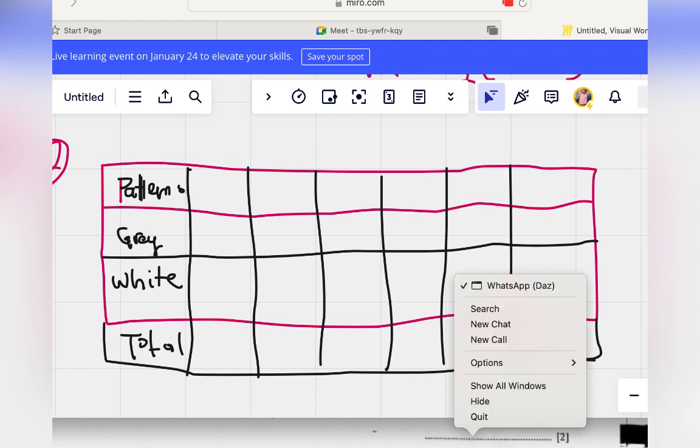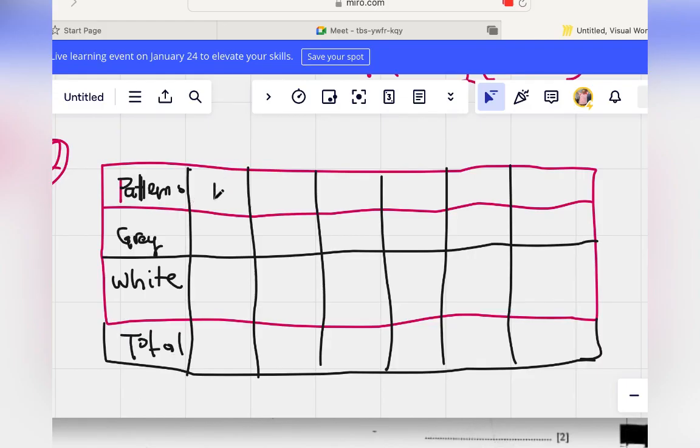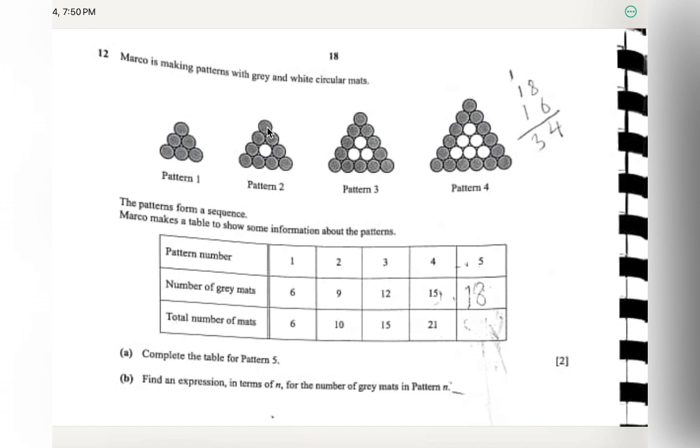Okay, let's see what we have for the first one. The number of gray is what? 1, 2, 3, 4, 5, 6. Okay, 6 gray for the first one. So this is pattern 1, pattern 2, pattern 3, pattern 4, pattern 5, and so on. The number of gray for the first one is 6. The number of gray for the second one is 9. You can count 1, 2, 3, 4, 5, 6, 7, 8, 9, or you look at the table. I think they have already given them in the table. Okay, 9, 12, 15.